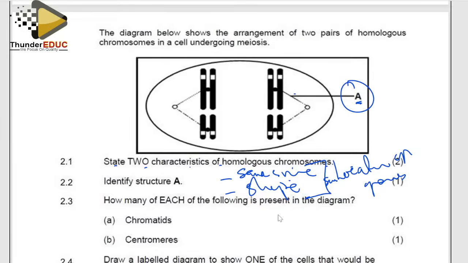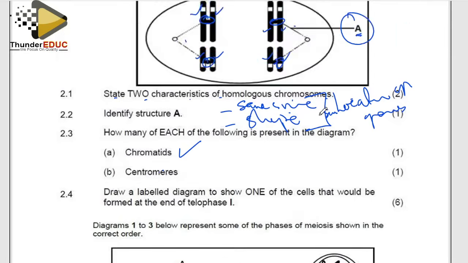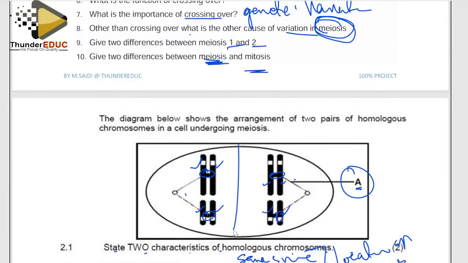How many of each of the following are present in the diagram? Chromatids, it's 1, 2, 3, 4, 5, 6, 7, 8. Centromere, it's 1, 2, 3, 4. They're saying draw one of the cells that would form at the end of telophase. So it means that this one is going to go to one side, and this one is going to go to another side.